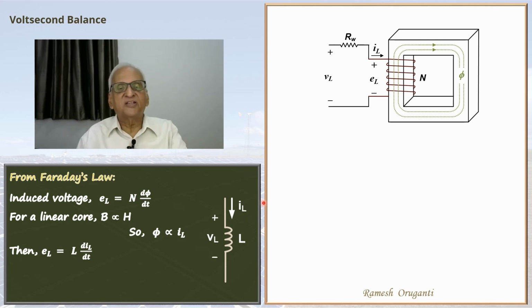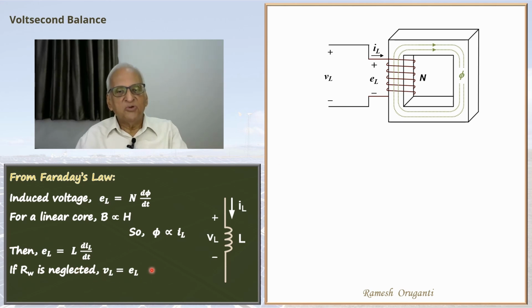We have assumed that the winding has a resistance RW and we have shown it separately. So because of that, the induced voltage and the terminal voltage are different. But usually the winding resistance will be pretty small. So let's neglect the winding resistance. Once we neglect the winding resistance, the induced voltage and the terminal voltage are the same.